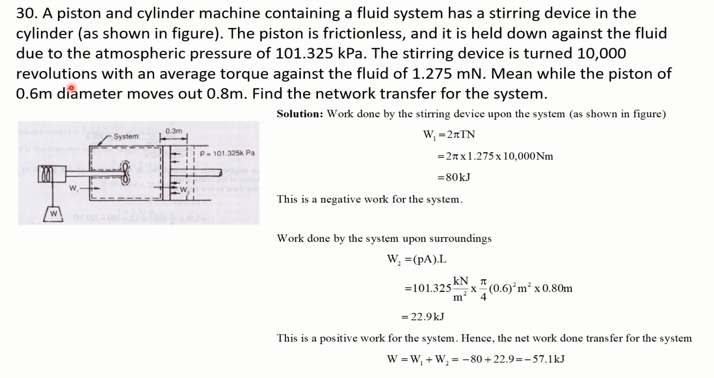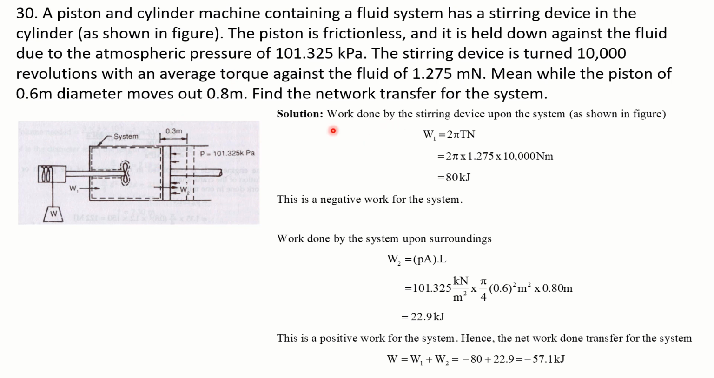The stirring device is turned 10,000 revolutions with an average torque against the fluid of 1.275 meter Newton. Meanwhile, the piston of 0.6 meter diameter moves out to 0.8 meter. Find the net work transfer for the system. Work is done here. After that, if you consider the piston cylinder arrangement, the piston will move from here to here, and here again the system will be doing work on the surroundings. Here the surroundings are doing work on the system. Here there is going to be a negative work, here there is going to be a positive work.